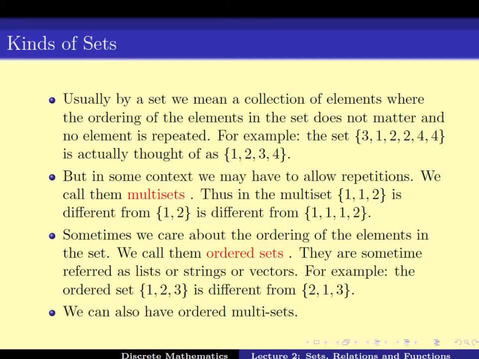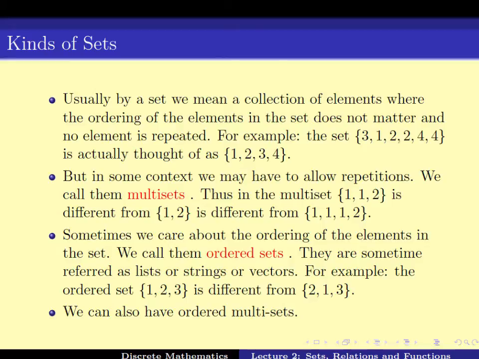Now, there can be different kinds of sets. So here I have defined 4 different set styles, and this is very important for setting up the notational framework. Firstly, when people talk about sets, they usually mean a collection of objects where repetition is not allowed and the ordering doesn't matter. So in the first example, if I tell you this set comprises the elements 3, 1, 2, 2, 4 and 4, it is exactly the same as the set containing 1, 2, 3 and 4. The repeated elements of 2 don't matter, and similarly the ordering doesn't matter.